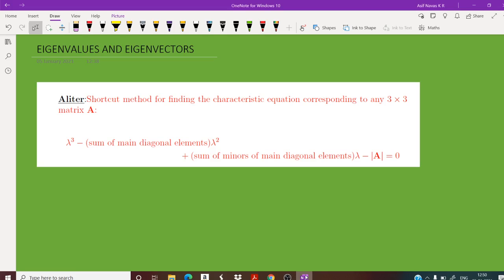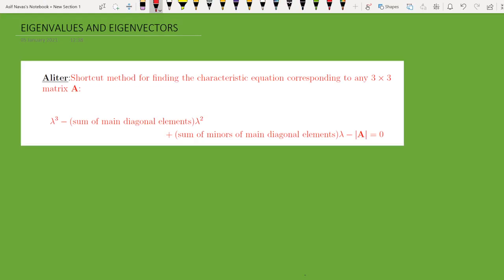So next is eigenvalues and eigenvectors of 3 by 3 matrices. So today we will discuss 3 by 3 matrices. First of all, let A be a 3 by 3 matrix. Now we want to find out the eigenvalues and eigenvectors of a 3 by 3 matrix.